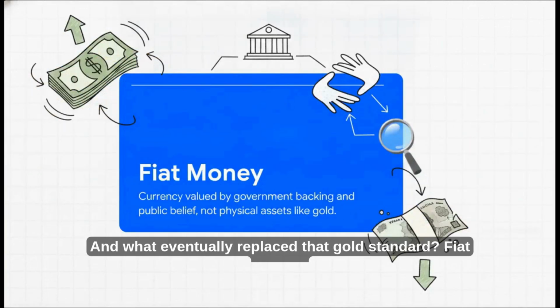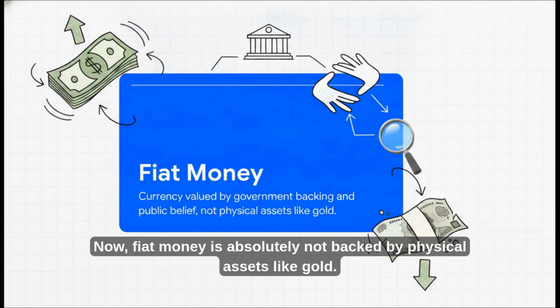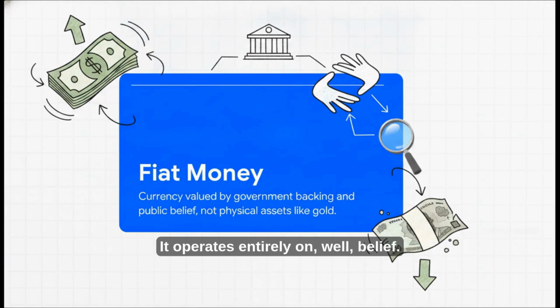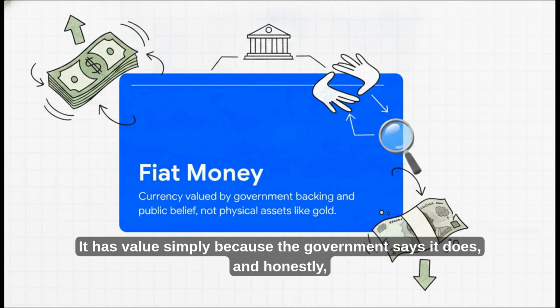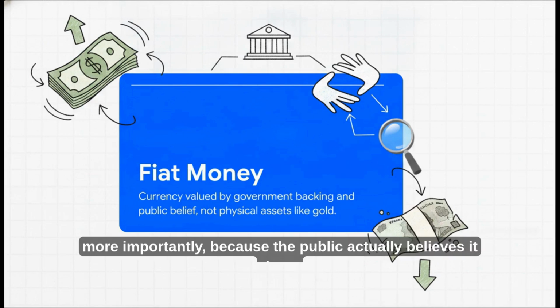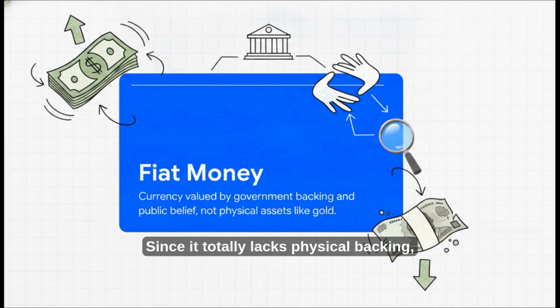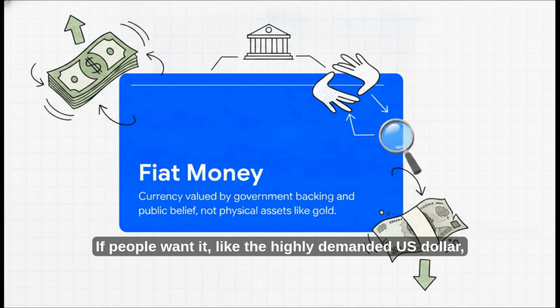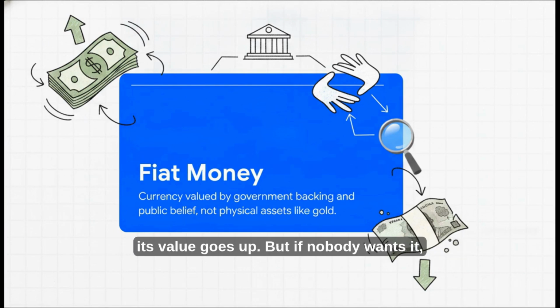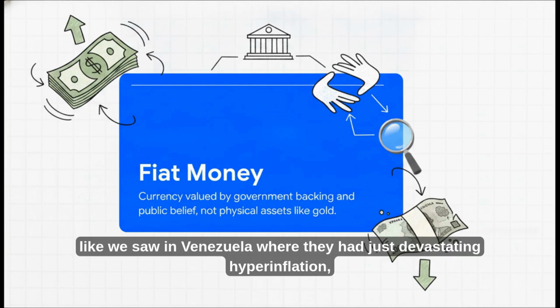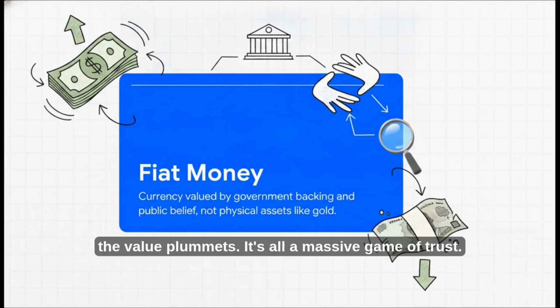And what eventually replaced that gold standard? Fiat money. Now, fiat money is absolutely not backed by physical assets like gold. It operates entirely on, well, belief. It has value simply because the government says it does, and honestly, more importantly, because the public actually believes it does. Since it totally lacks physical backing, its value is strictly driven by supply and demand. If people want it, like the highly demanded US dollar, its value goes up. But if nobody wants it, like we saw in Venezuela where they had just devastating hyperinflation, the value plummets. It's all a massive game of trust.